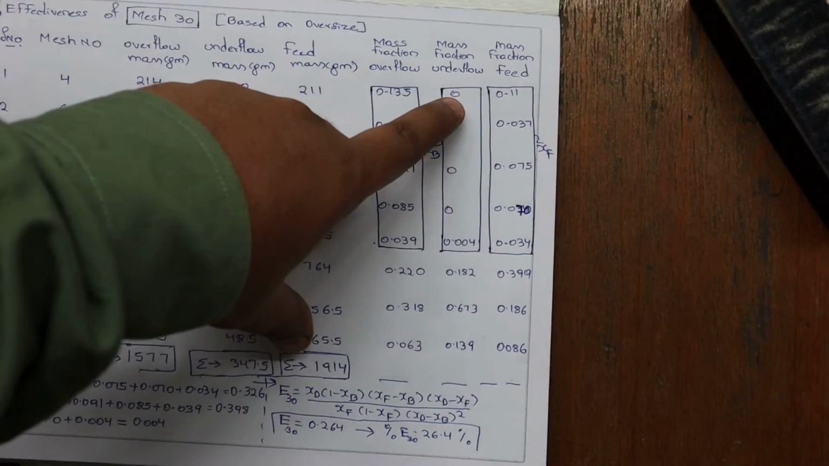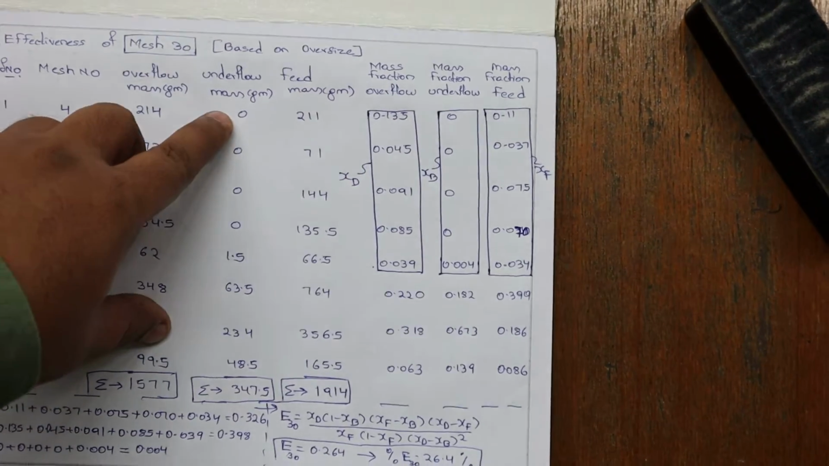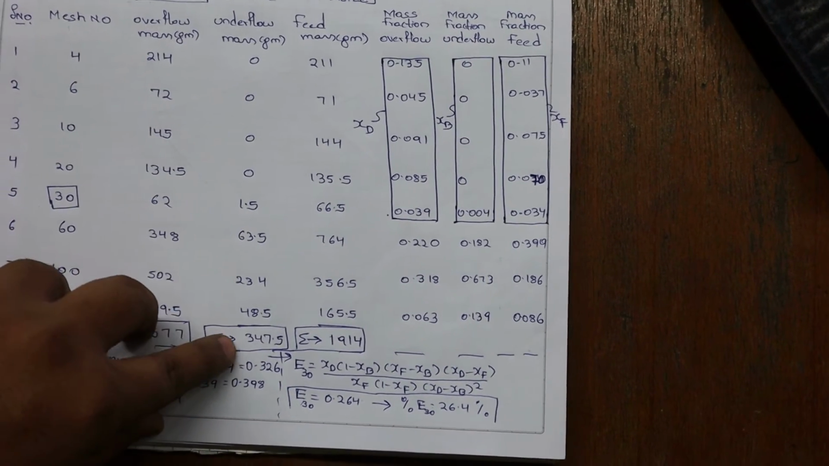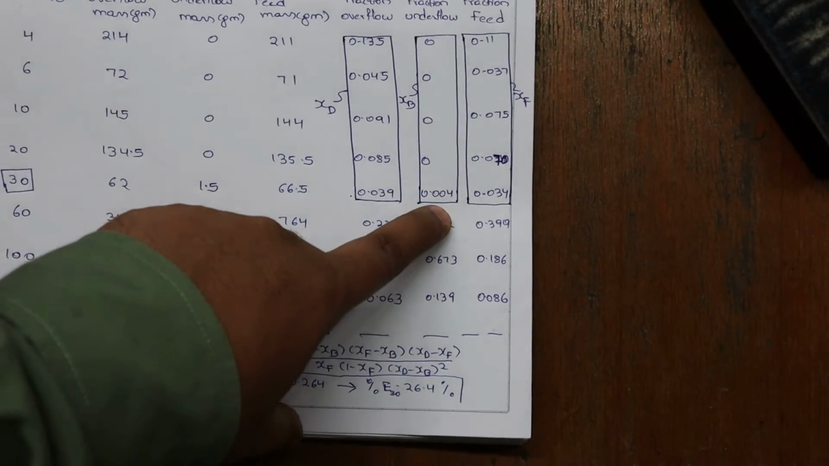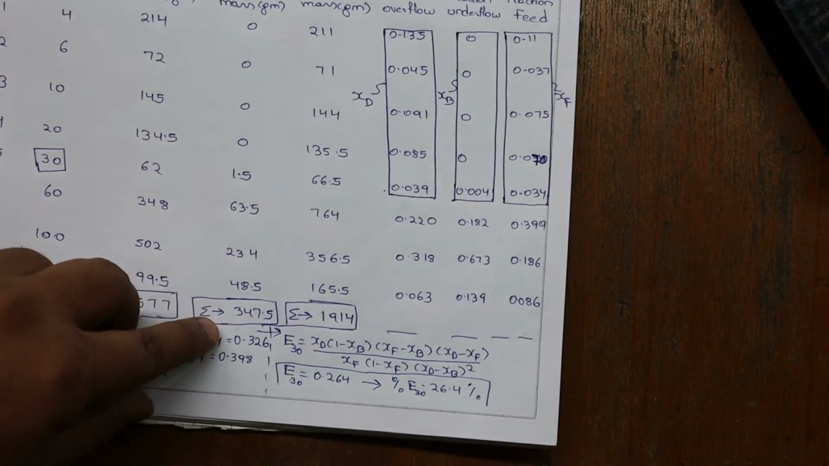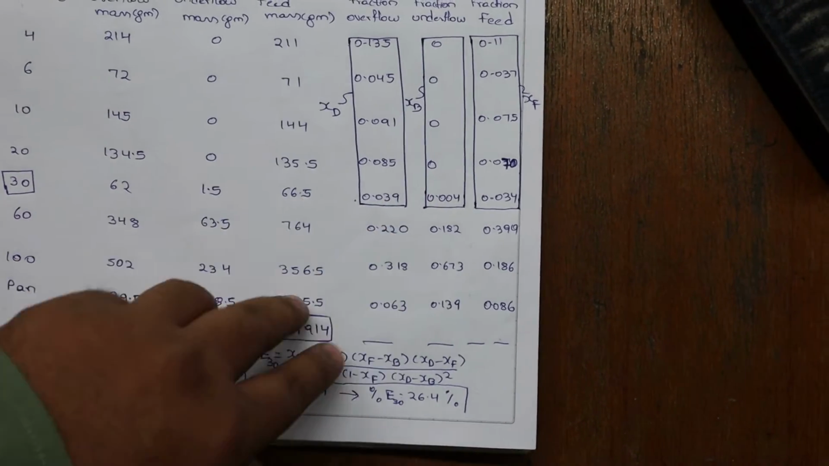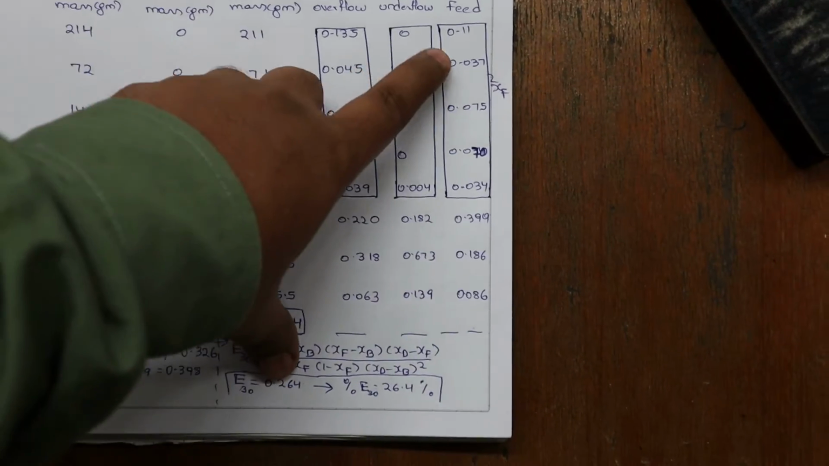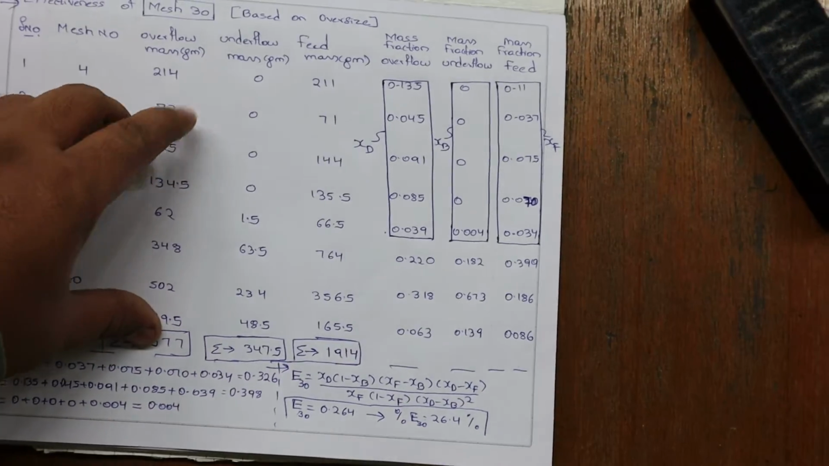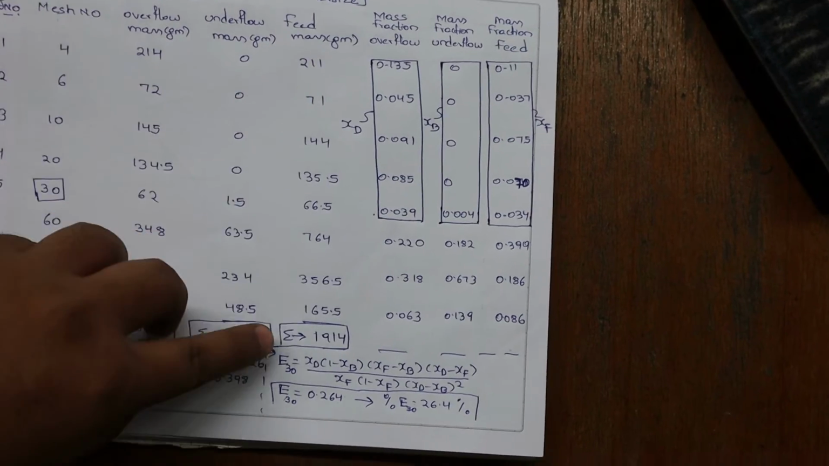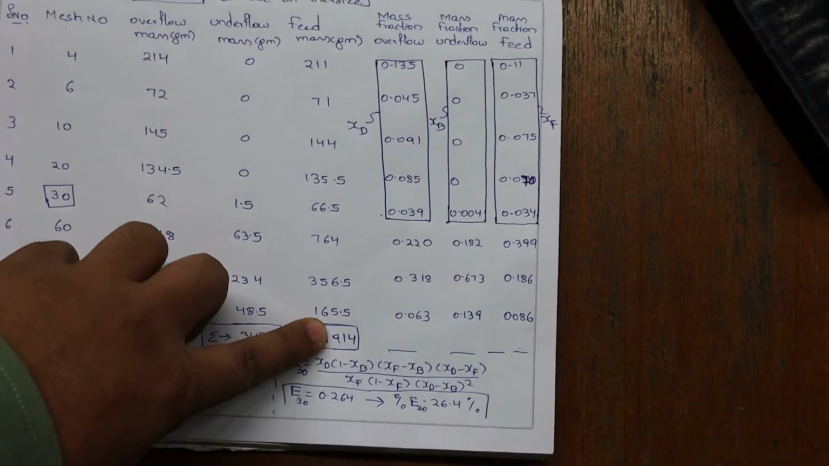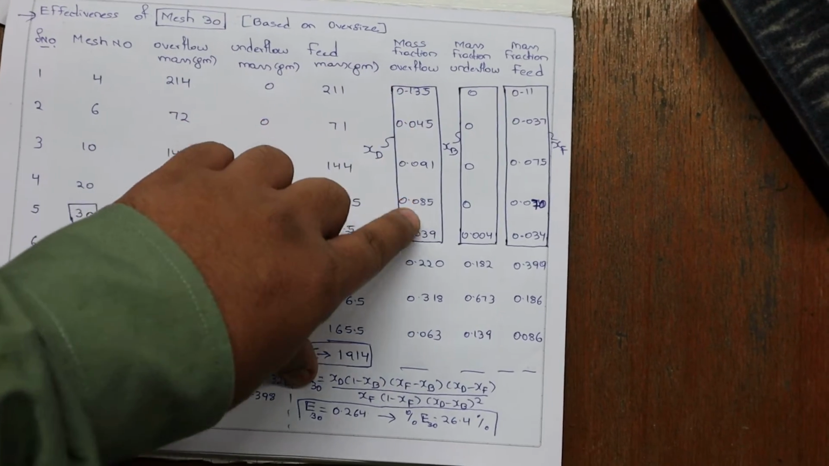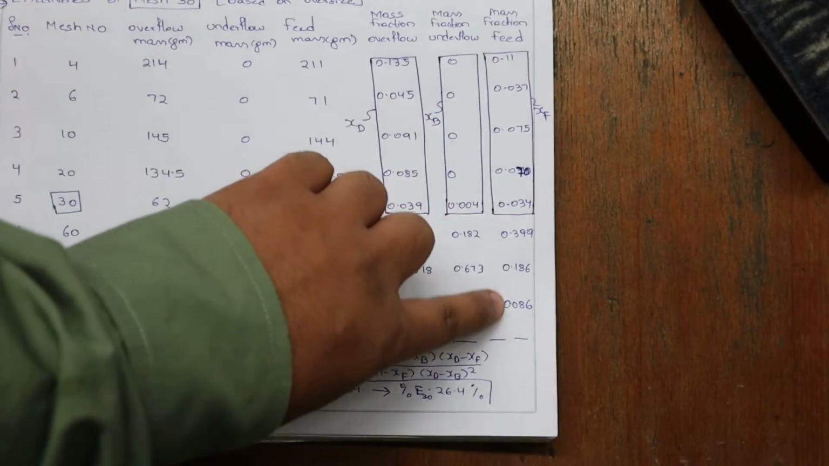For the underflow mass fractions, you divide 0 by 347.5, and 1.5 divided by 347.5 is nothing but 0.004, and 63.5 divided by 347.5 is 0.192, and so on. Like that, during the feed, you divide the feed grams by 1914. Like that, you are going to get the fractions of overflow, underflow, as well as the feed.